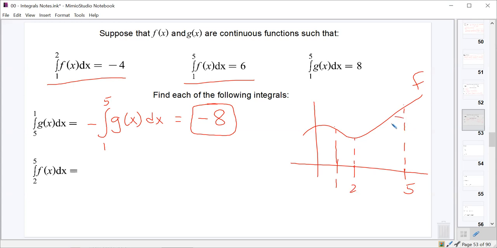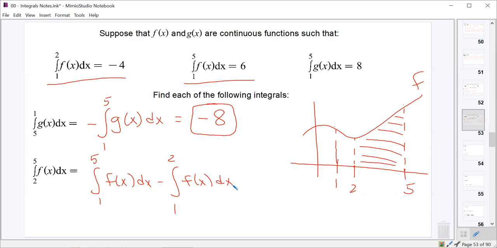So if I want this piece, I've got to take the whole thing from 1 to 5 and just subtract off the part from 1 to 2. So this should equal the integral from 1 to 5 of f of x dx minus the integral from 1 to 2 of f of x dx. And the integral from 1 to 5 of f is 6, and the integral from 1 to 2 is -4. 6 minus -4 gives us 10.